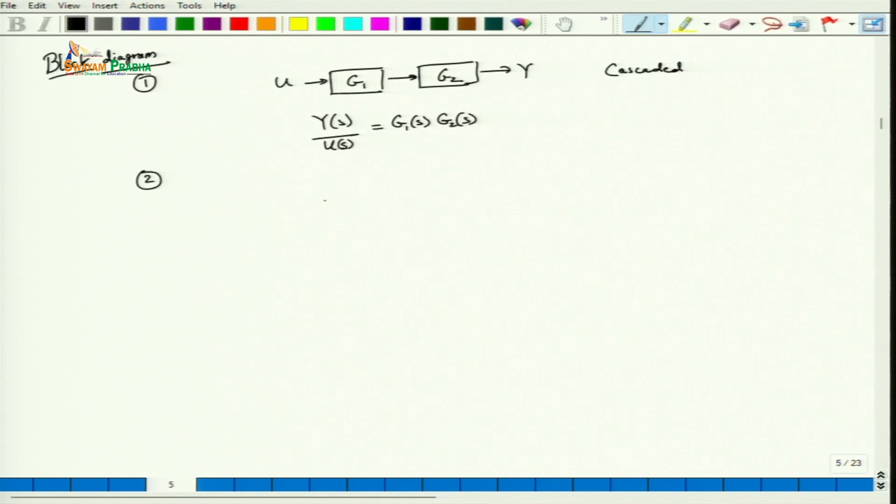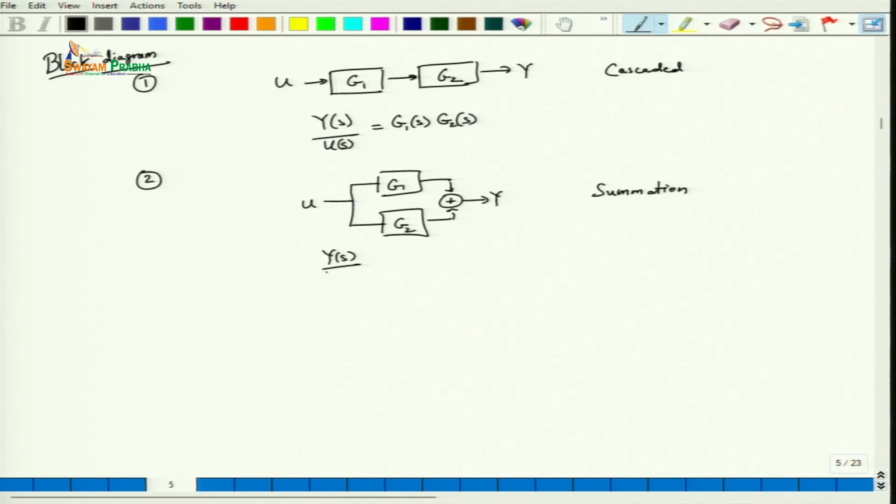The next one is, say we are given a u here and transfer function G1, another transfer function G2, and they are summed up to give y. So, this is basically the summation. You can write Y divided by U is basically G1(s) plus G2(s).